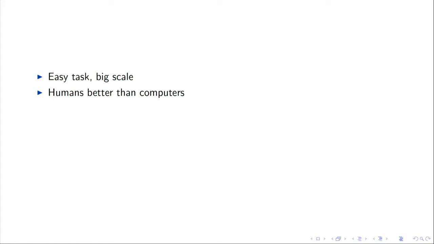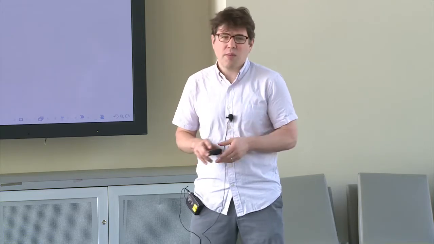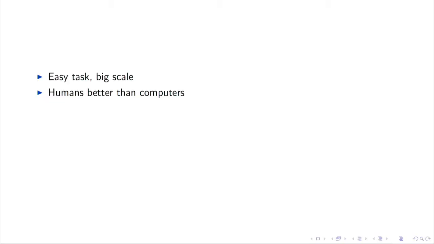If you have an easy task, big scale problem, that's generally a good thing to give to a computer, right? So adding up a bunch of numbers, that's very easy. You could do it. The difficulty comes from the scale, and so you ask a computer to do it. Although there are many things that computers are very good at, there are still some things that humans are better than computers at. And these are the kinds of problems for which I think these human computation tasks are helpful.